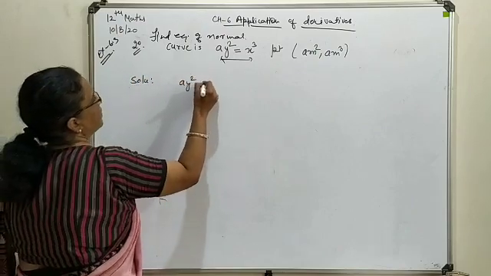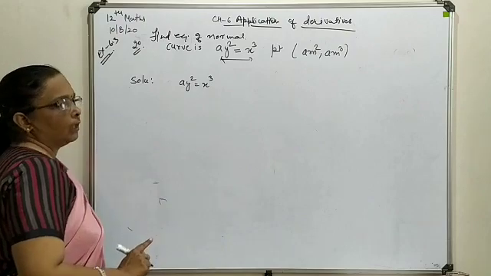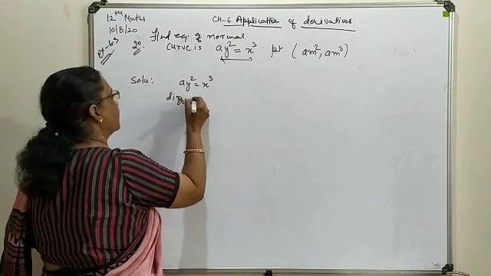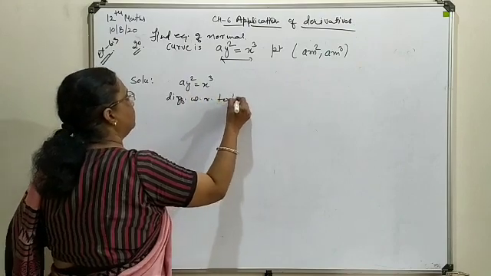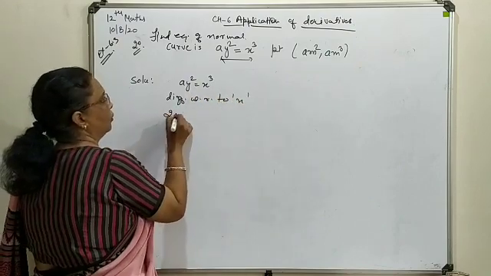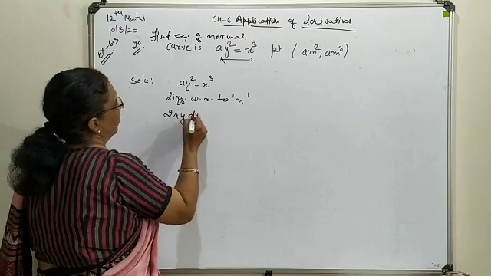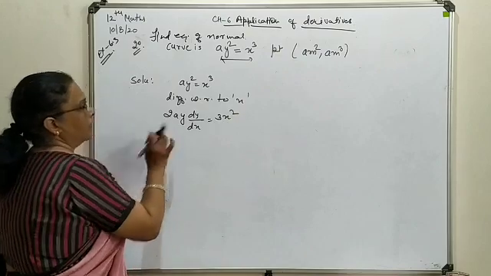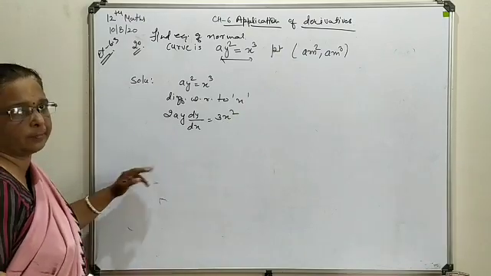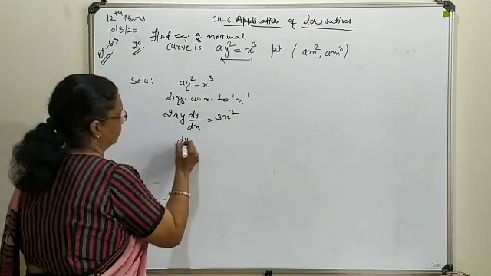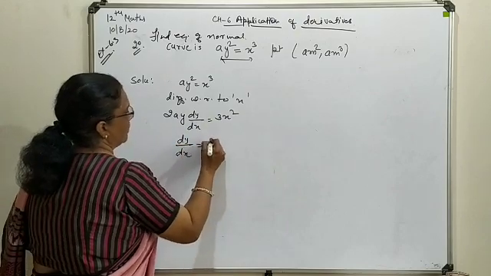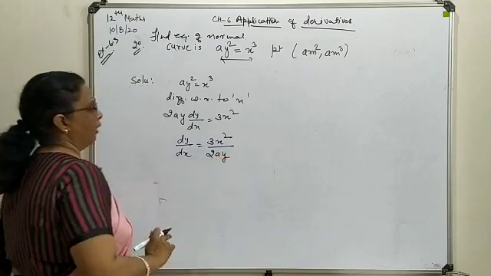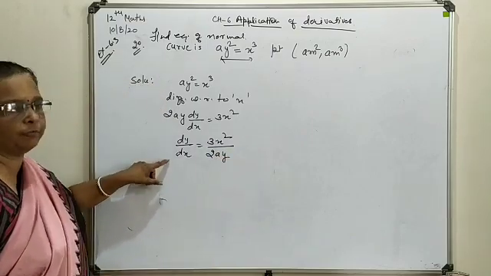Ay square, that is x cube. Now differentiate with respect to x here. 2ay dy by dx, that is 3x square. From here get dy by dx separate as 3x square upon 2ay. Now this is the slope of tangent.